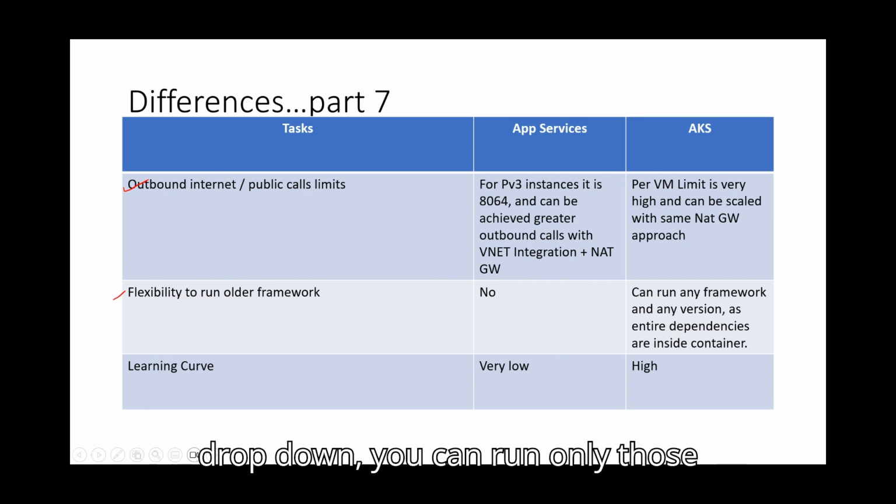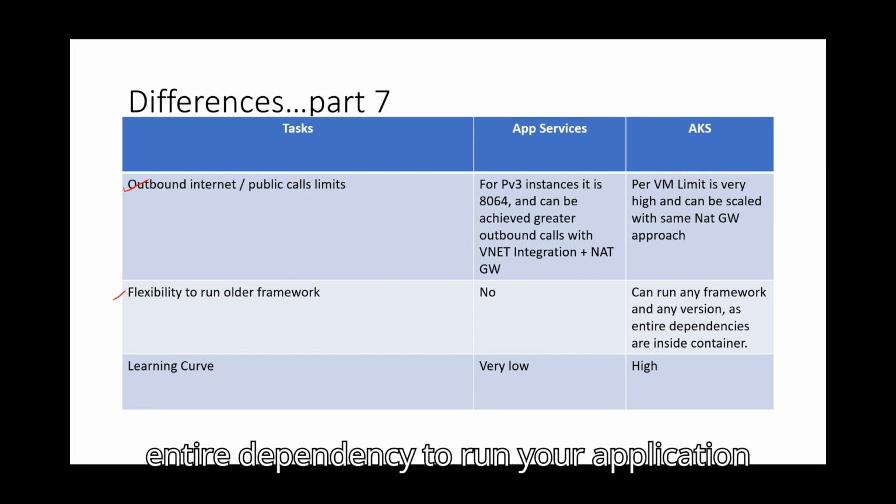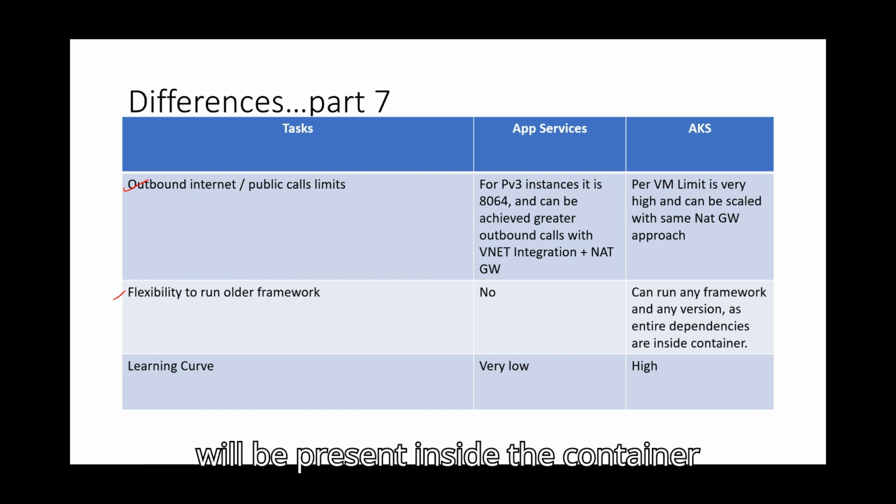Flexibility to run older frameworks with app service, obviously no. Whatever you see in the configuration drop down, you can run only those frameworks. With AKS, you can run any framework, any version, because the entire dependency to run your application will be present inside the container itself. So there is no such restriction in running older frameworks with AKS.